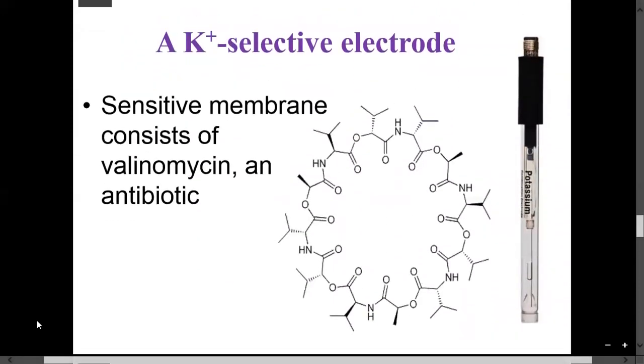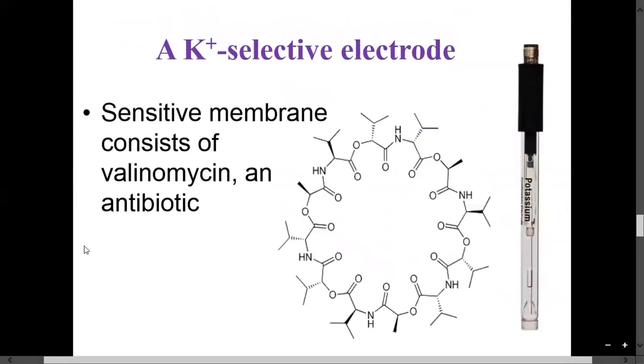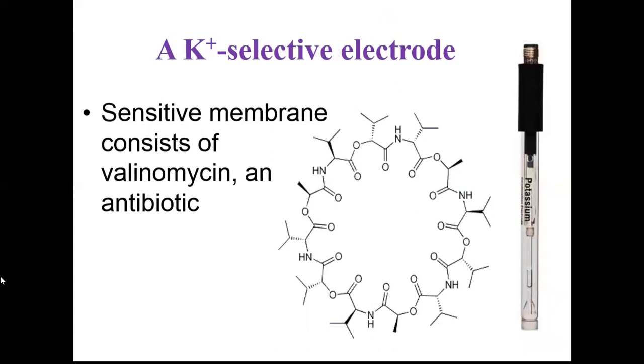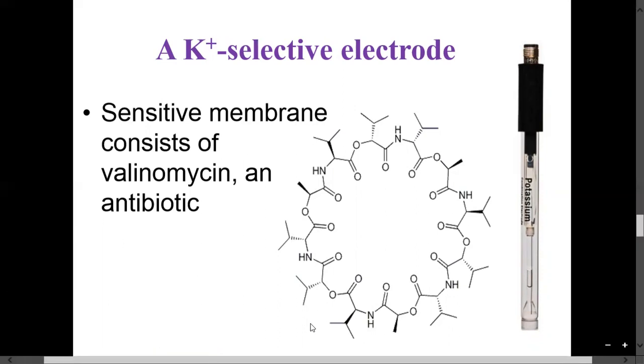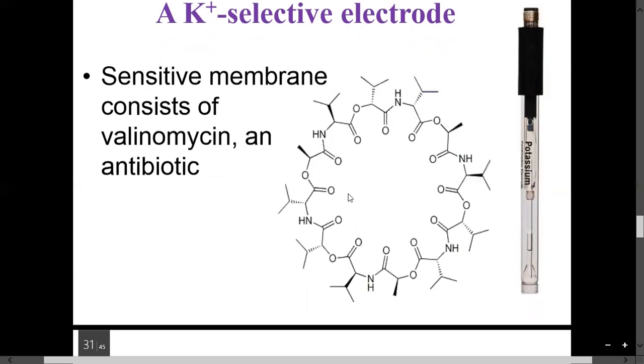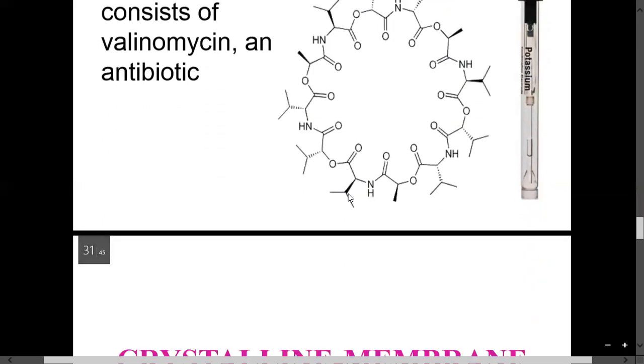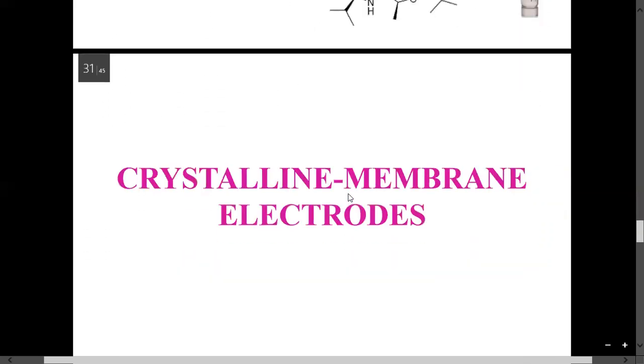Now, a K positive selective electrode. The sensitive membrane consists of valinomycin, an antibiotic. This is the molecular structure of valinomycin. This is the K positive selective electrode.